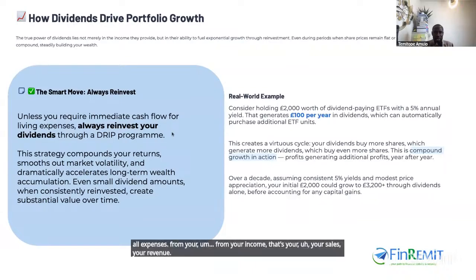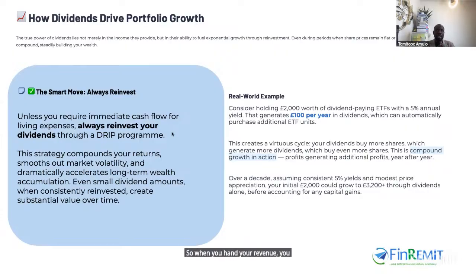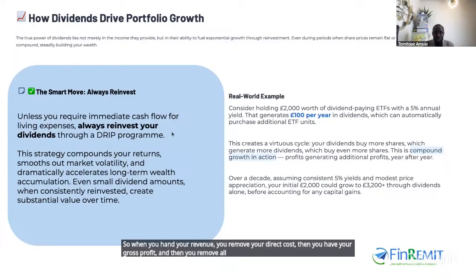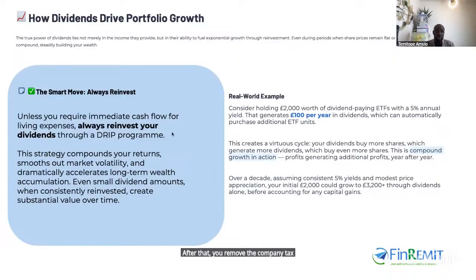So when you earn your revenue, you remove your direct cost, then you have your gross profit, and then you remove all your administrative and operational expenses that are non-direct, and you have your net profit. After that, you remove the company tax, which is what you pay to the government.